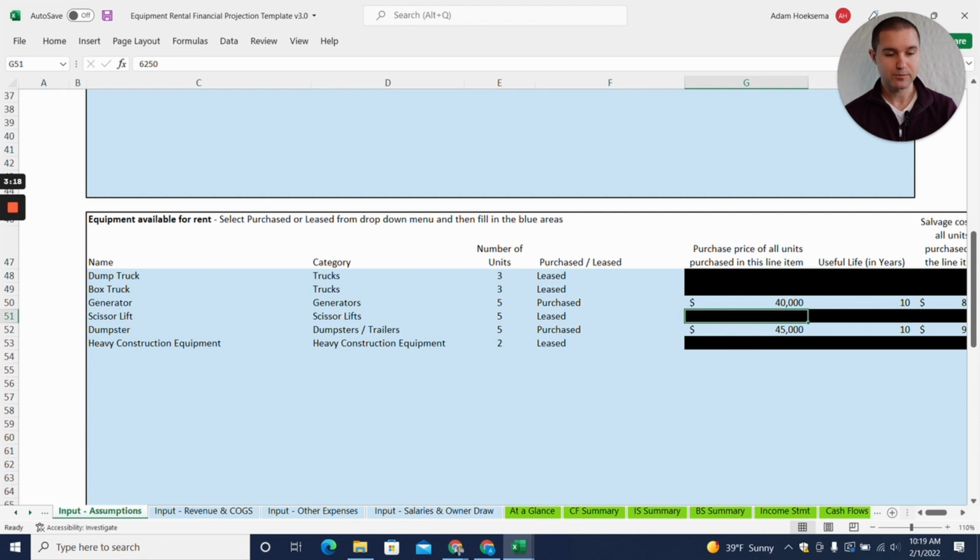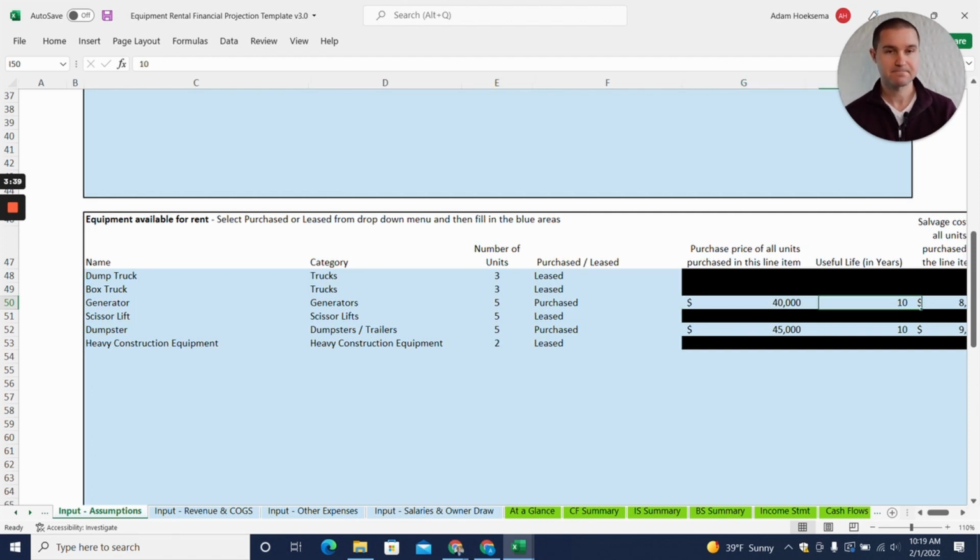And then we can put in the purchase price here. What I did is I put in the purchase price of all the units purchased in this line. So since we have 5 units, this is not to say that it's $40,000 per unit. We're saying that the total cost of these 5 units is $40,000. So that's what you'd want to enter in there.